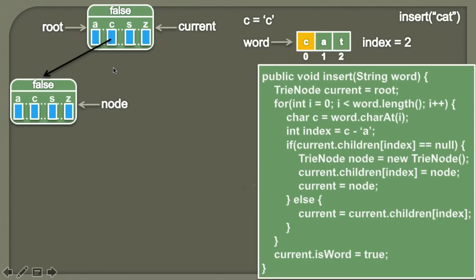Moving ahead. Also friends, in our previous tutorial we discussed that as soon as we insert a try node, we simply traverse to that particular node. So here we'll assign the value of node to current. So now current will point to this try node. Moving ahead.